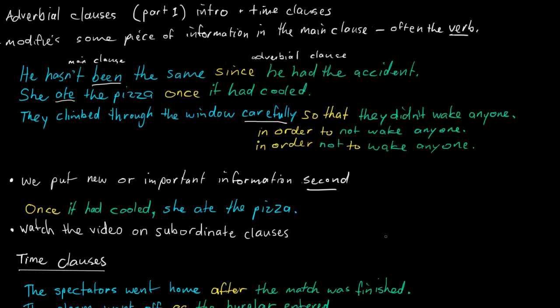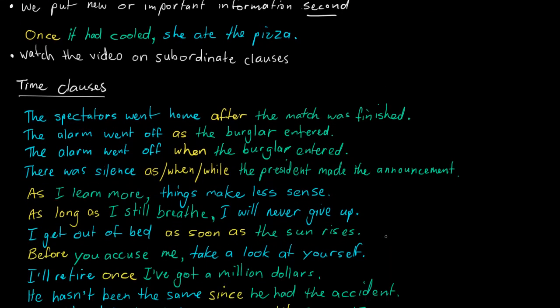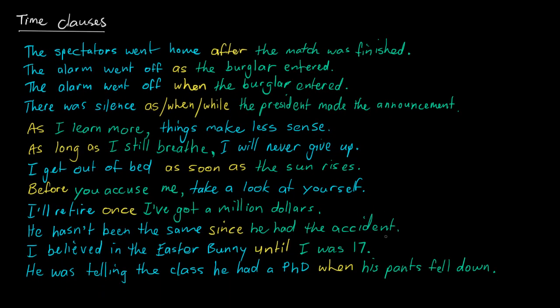So we have here a large selection of time clauses using a variety of different subordinating conjunctions. I'll just read through them and indicate what's actually going on with each time clause. Here we have the main clauses in light blue, the subordinate adverbial clauses of time in green, with the subordinating conjunction in yellow. So this one shows sequence.